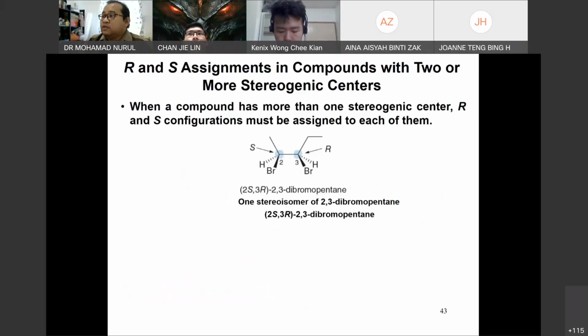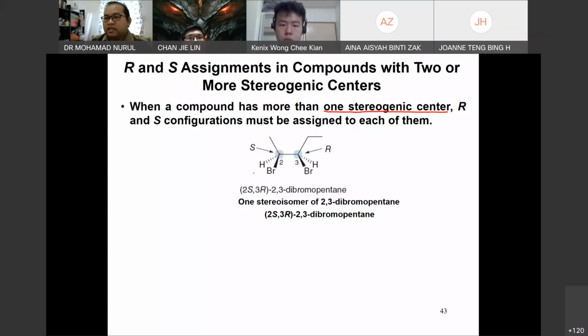So R and S assignments for compounds with 2 or more stereogenic centers: when the compound has more than 1 stereogenic center, R and S configurations must be assigned to each of them. In this case, we know this carbon is S. You have to use the formula, clockwise, anti-clockwise, and you have to make sure priority number 1 is in the front, and priority number 4 is at the back. 2 and 3 are on the plane. If not, you have to rotate and make sure it's in good arrangement.